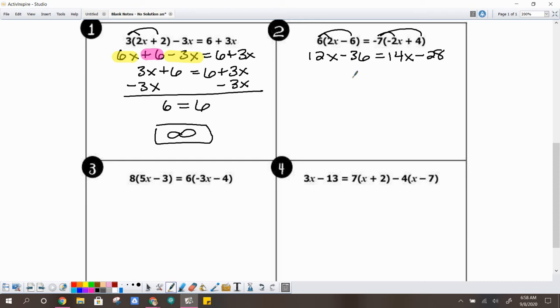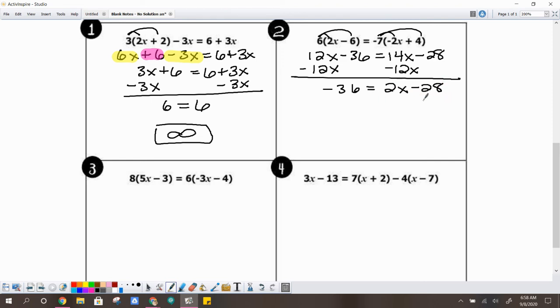It's not. So we're going to move on to step 3, which is to make sure all the x variables are on the same side. Remember, we like to move the smaller one. You can move whichever one you want. I'm going to be moving the smaller one. So 12x is the smaller of the two, so I am going to subtract 12x from both sides to get negative 36 equals 2x minus 28.